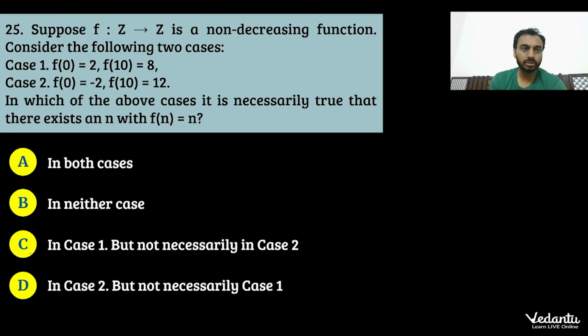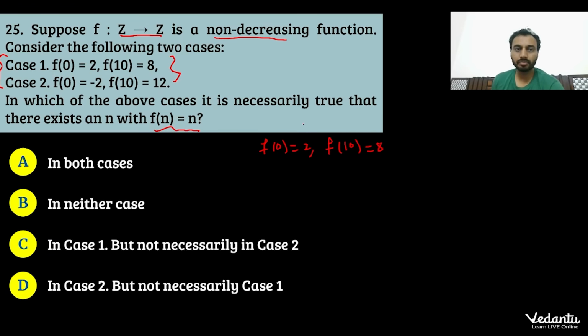So let's move to question number 25. We have a function that is a non-decreasing function and is from integer to integer. We are given two cases for the function, and we have to check for which it is necessary that f(n) is equal to n. So if we pick the first case in which f(0) is 2 and f(10) is 8.